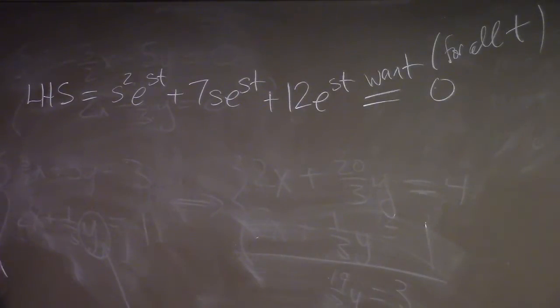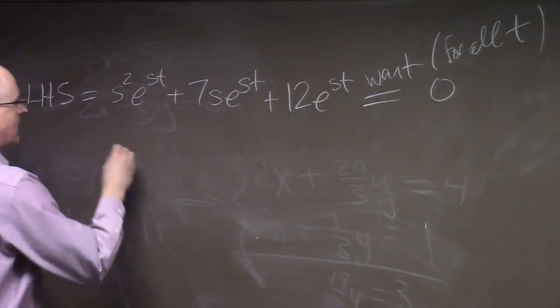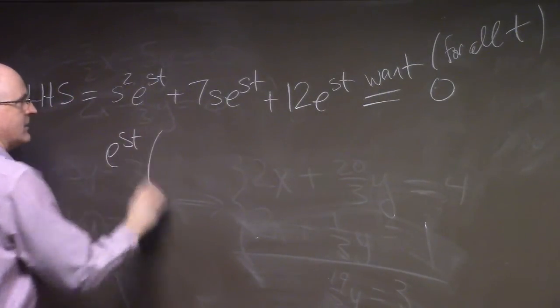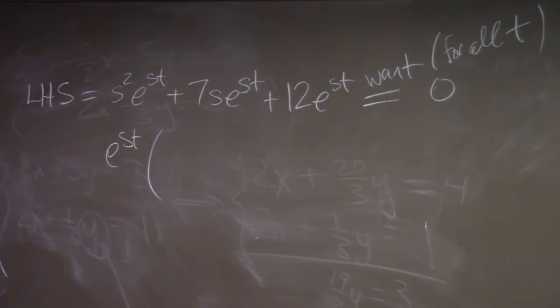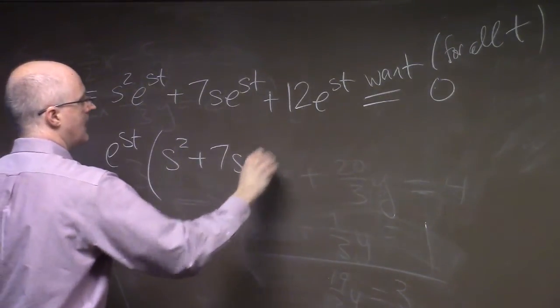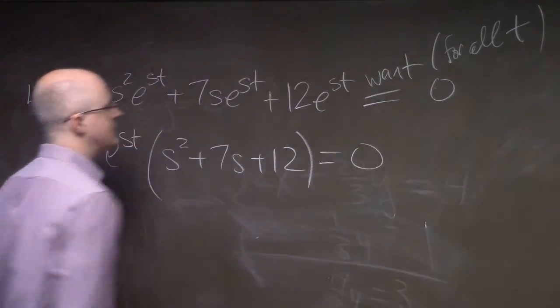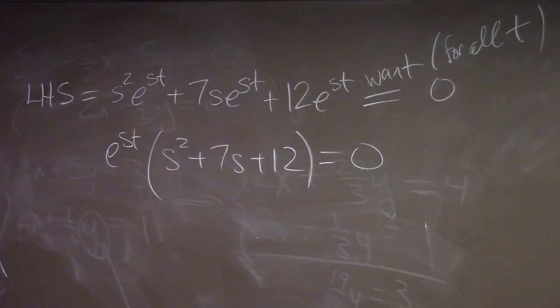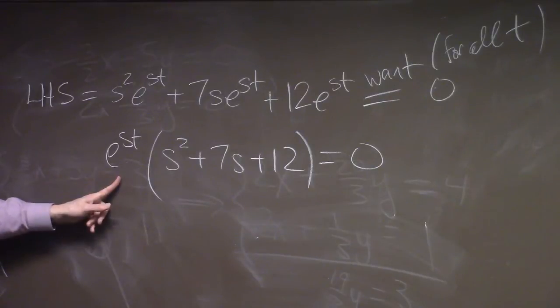Factor it out. Factor it out, yeah. You've got this equal to 0. It's useful to factor out whatever you can factor out. E to the st appears in every term. It can be factored out. If the product of two things is 0, then one of the two factors has to be 0. But wait, e to a power is never ever 0.